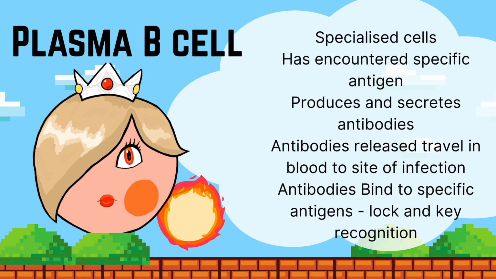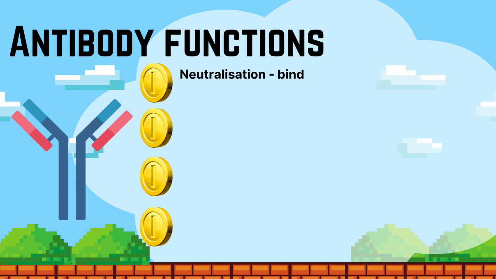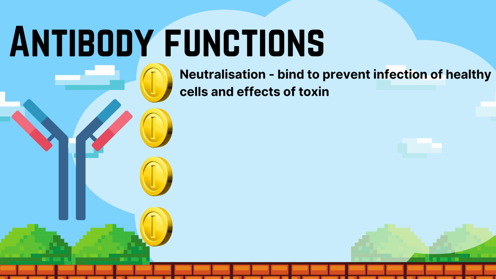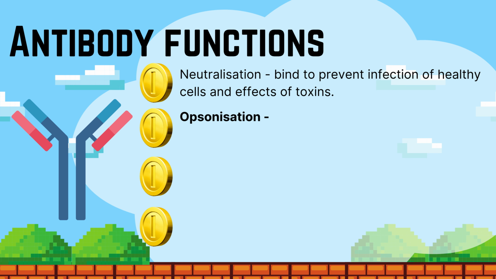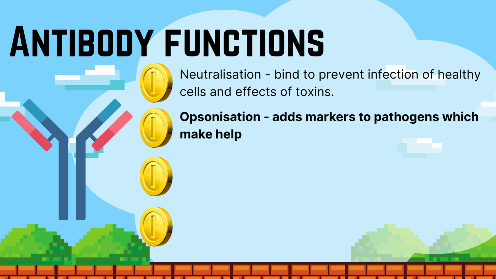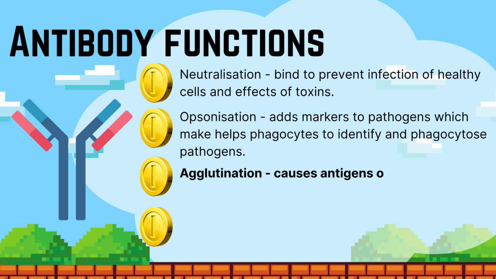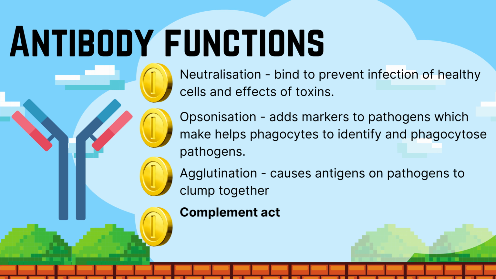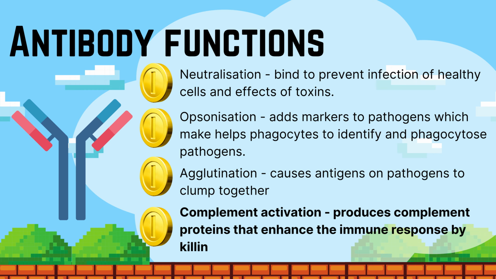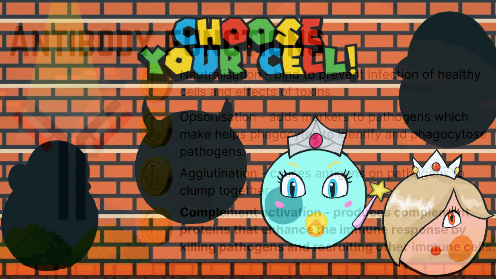Antibodies can neutralize pathogens by binding to their surface. This can prevent them from entering healthy cells and also makes them easier for phagocytic cells such as neutrophils and macrophages to detect. This is called opsonization. Antibodies can also cause agglutination, where several pathogens are clumped together, making them an easier target for phagocytosis. Antibodies are also able to activate the complement system, which enhances the immune response by directly killing pathogens and recruiting other immune cells.